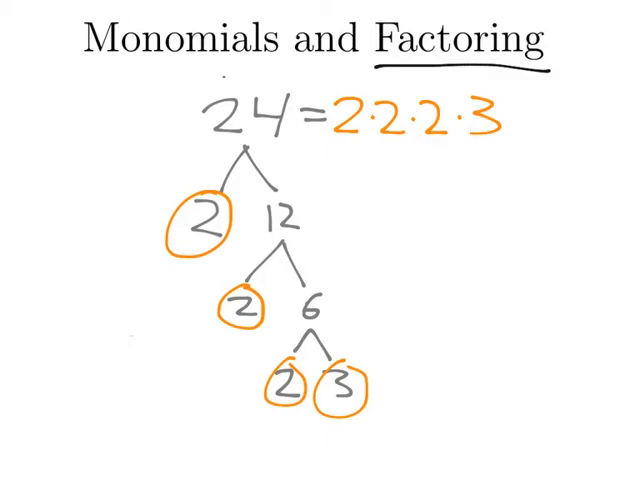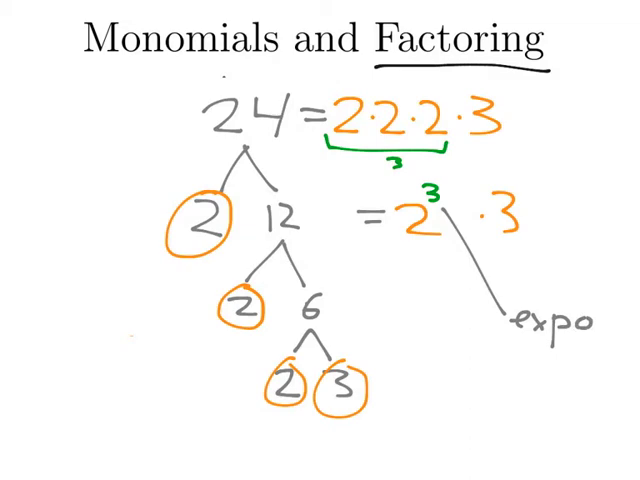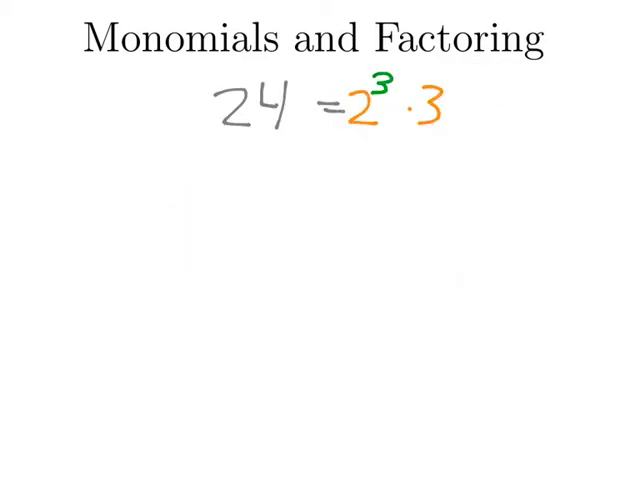So here I see three 2's. What that means is instead of saying 2 times 2 times 2, I can instead say 2 cubed, or 2 to the power of 3. And of course I still have the times 3 on the end. So 3 is what we call an exponent. 2 is being raised to the exponent or power of 3. So we've just factored 24 into 2 cubed times 3. It's the prime factorization of 24.